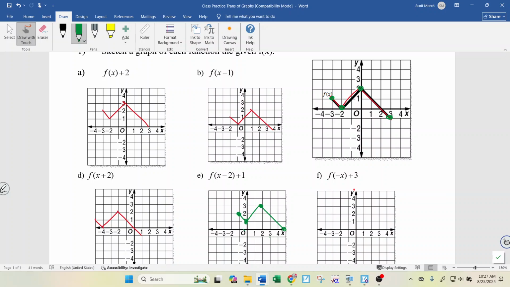And if you remember, a negative inside flips it over the y-axis. A negative outside flips it over the x. So this is going to flip this over the y-axis and then move it up 3. So it flips it over the y-axis and goes up 3. So it's going to go to here, flips it over the y, up 3.